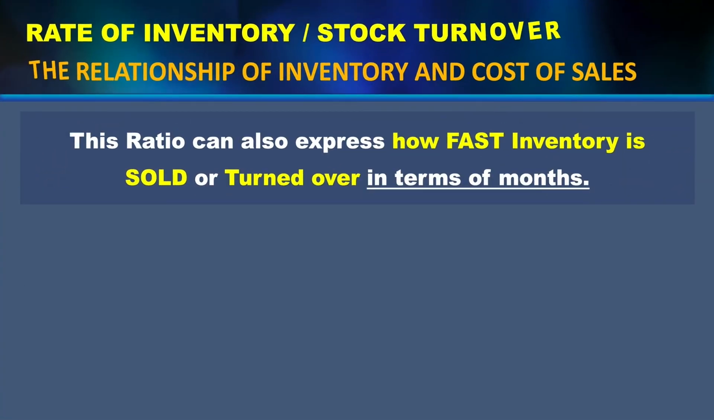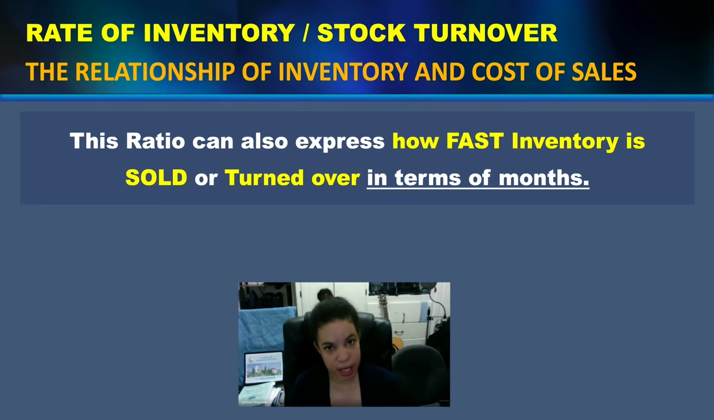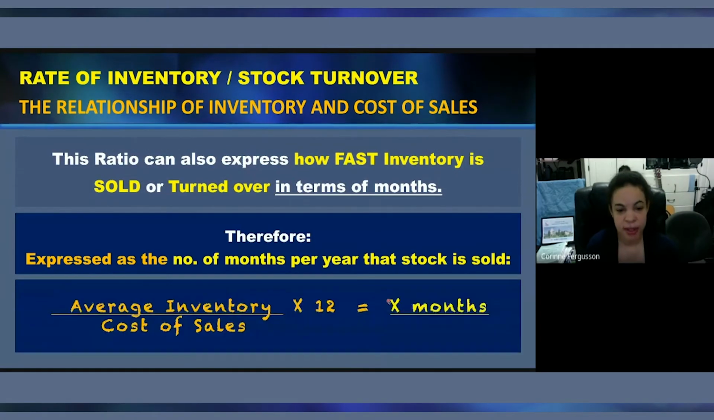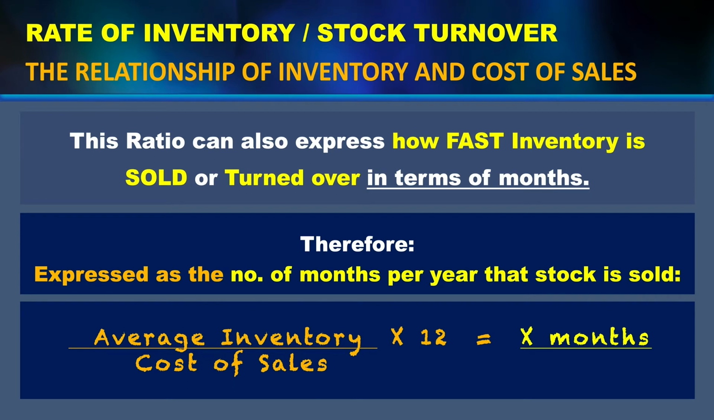Remember, we talked about another way of expressing it. So the ratio or the rate of inventory turnover can also be expressed in terms of months. The one that we worked out just now was in terms of times, but you can also work it out in terms of the amount of months. So if we're expressing it in terms of the number of months per year that the stock is sold, then the formula would be average inventory over cost of sales multiplied by 12.